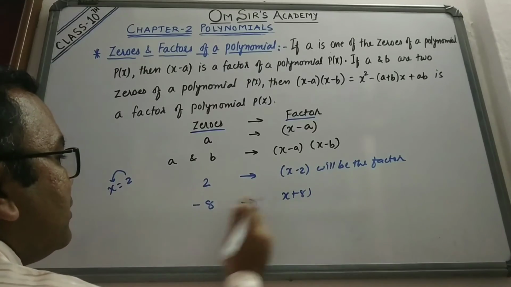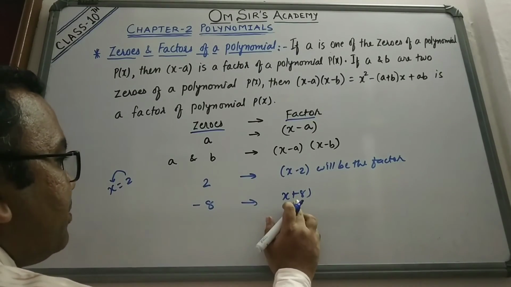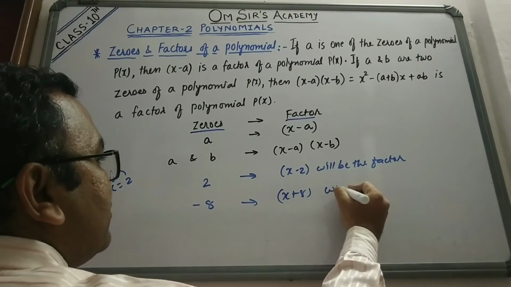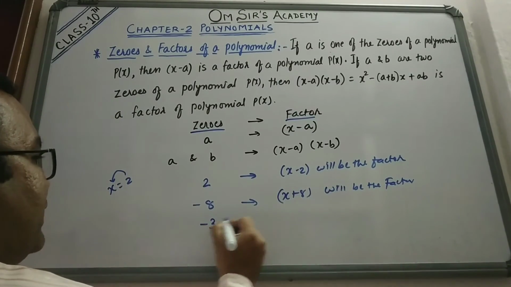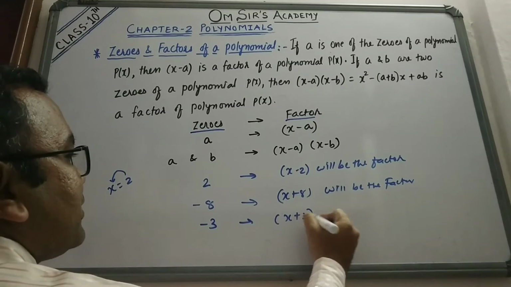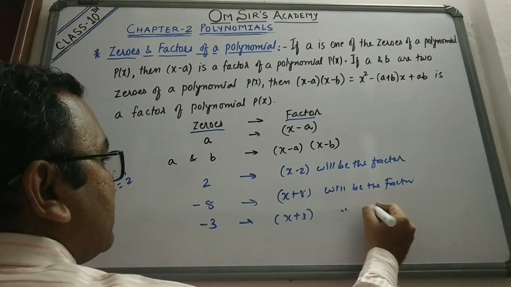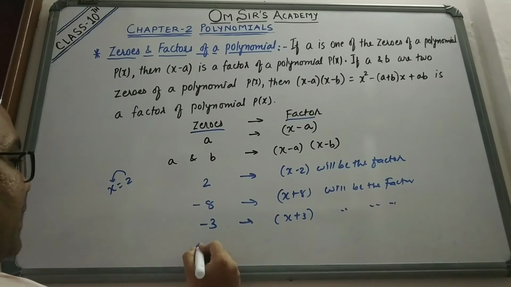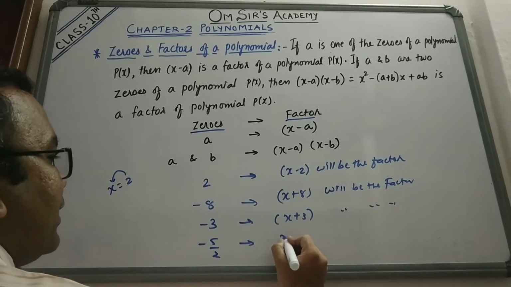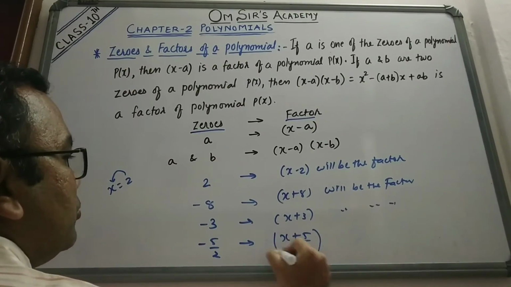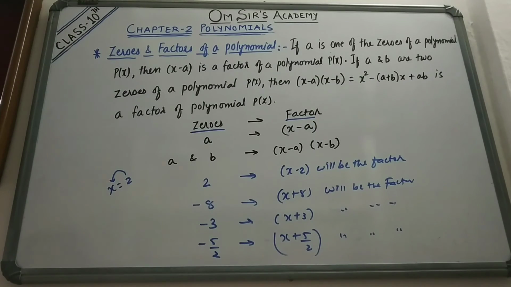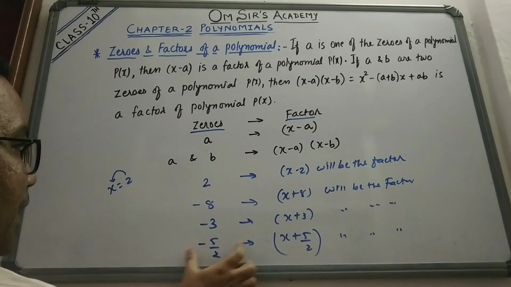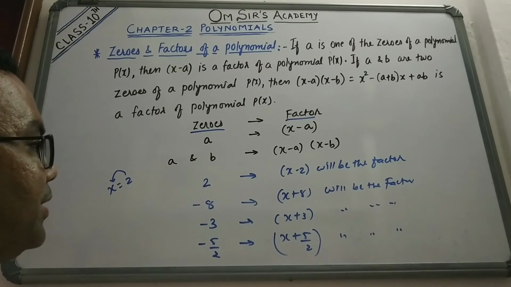Directly I can write the opposite sign of minus 8, which is plus 8. So x plus 8 will be the factor. Then say minus 3, so directly I can write x plus 3 will be the factor. Suppose minus 5 upon 2, then I can write x plus 5 upon 2 will be the factor. Is it clear friends? So if these zeros are given, you can assume the factors from this.